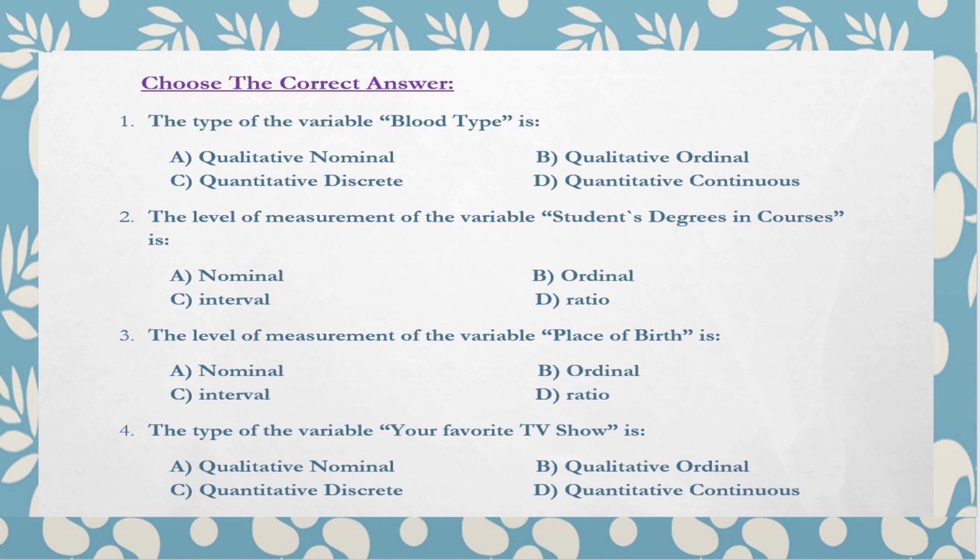The blood type here, which may be A or B or AB or O. These types are nominal data because they cannot be arranged. So these are qualitative data as they are categories, and there is no non-numeric values, and can be classified into categories, but they cannot be arranged. So they are nominal data. So the correct answer is A. This is a qualitative nominal variable.